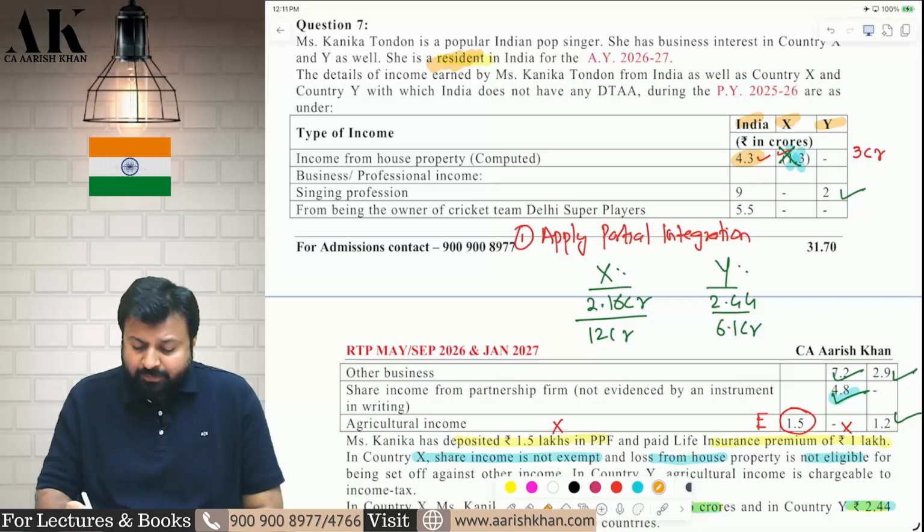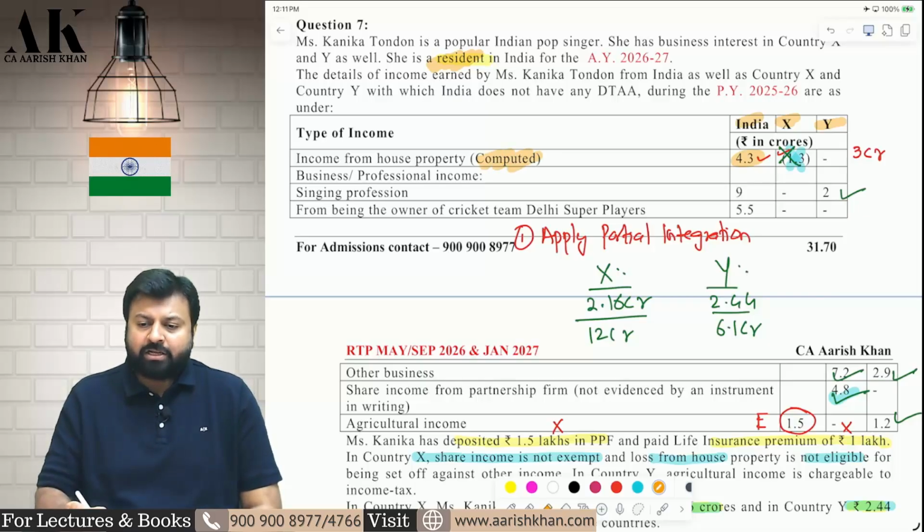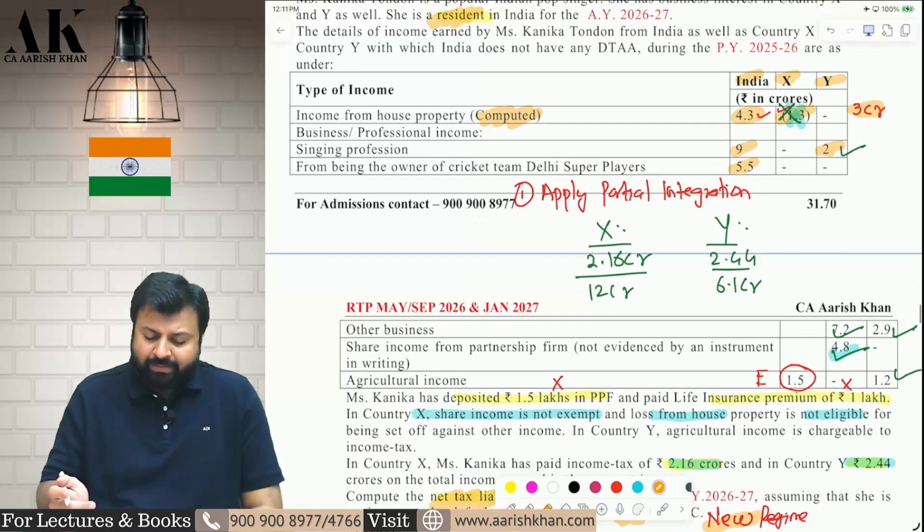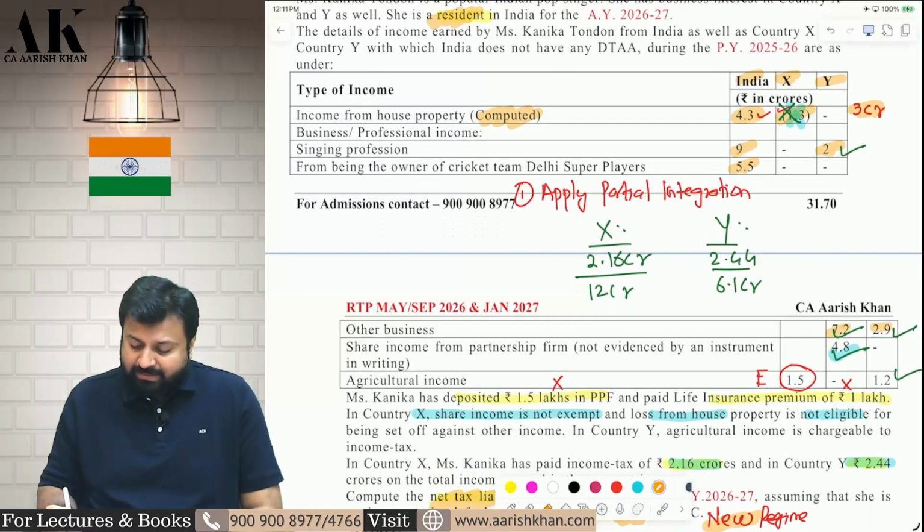In India, she is earning house property income of 4.3 lakhs. Directly income is given. Therefore, no need to take the 30% standard deduction once again. There is a loss of 1.3 lakhs in foreign country. Therefore, the net income is 3 lakhs. Then take 2 lakhs singing profession income. Then 5.5 lakhs from the owner of cricket team Delhi Super Players. Then other businesses income you should take.